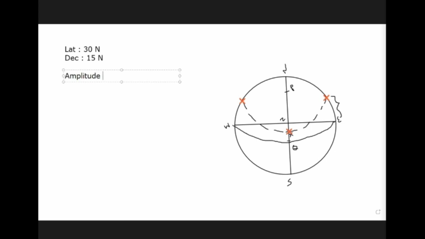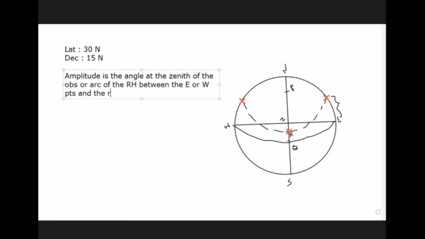Amplitude is the angle at the zenith of the observer, or the arc of the rational horizon between the east or west points and the rising or setting body.